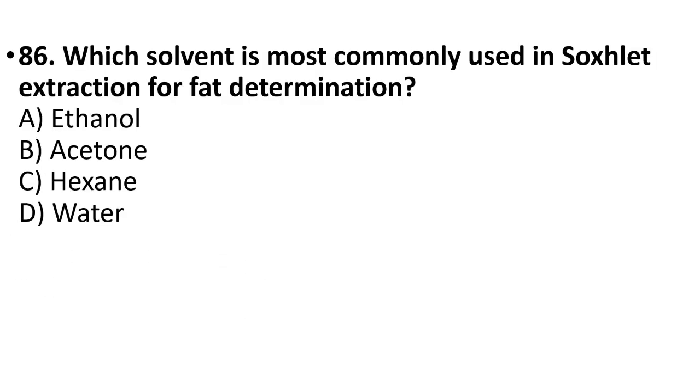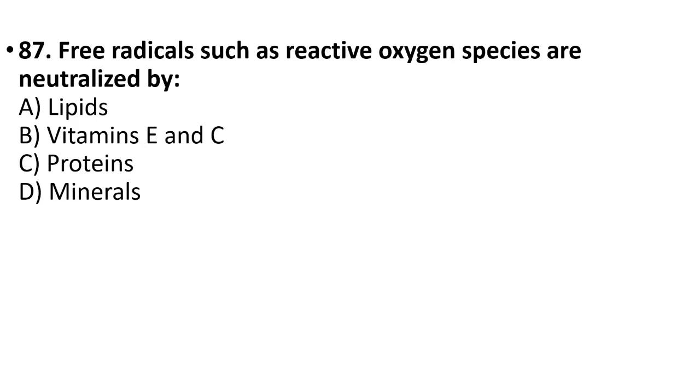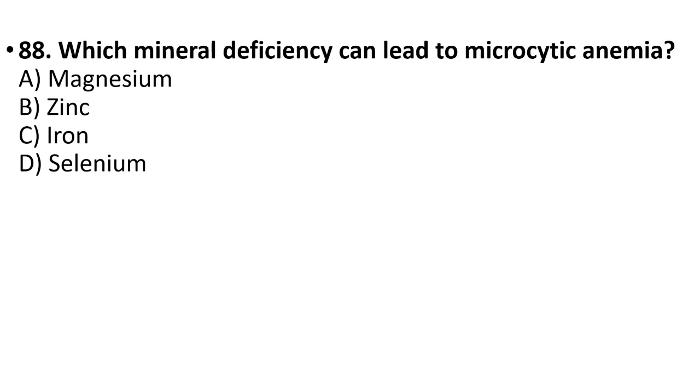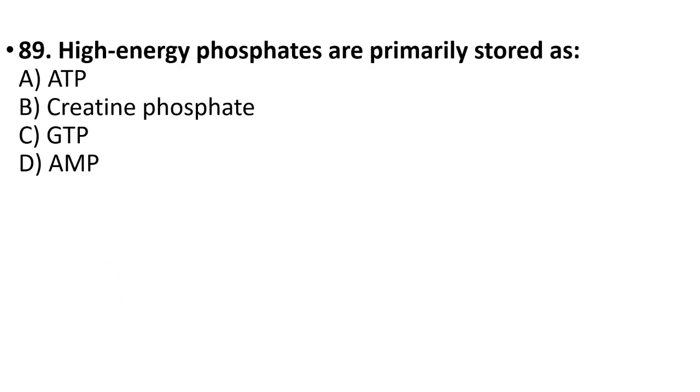86. Which solvent is most commonly used in Soxhlet extraction for fat determination? Ethanol, acetone, hexane, water. Your answer is option C, hexane. 87. Free radicals such as reactive oxygen species are neutralized by lipids, vitamin E and C, proteins, minerals. Your answer is option B, vitamin E and C, that are antioxidants. 88. Which mineral deficiency can lead to microcytic anemia? Magnesium, zinc, iron, selenium. Your answer is option C, iron.